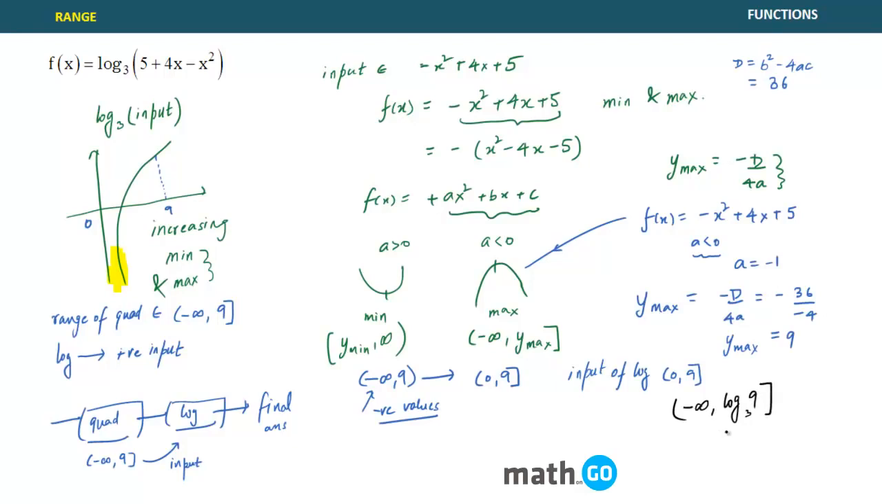And we know that the answer to this particular stuff is yes, absolutely. The answer is minus infinity to 2. This is the range of this particular problem, and this is how you solve this.